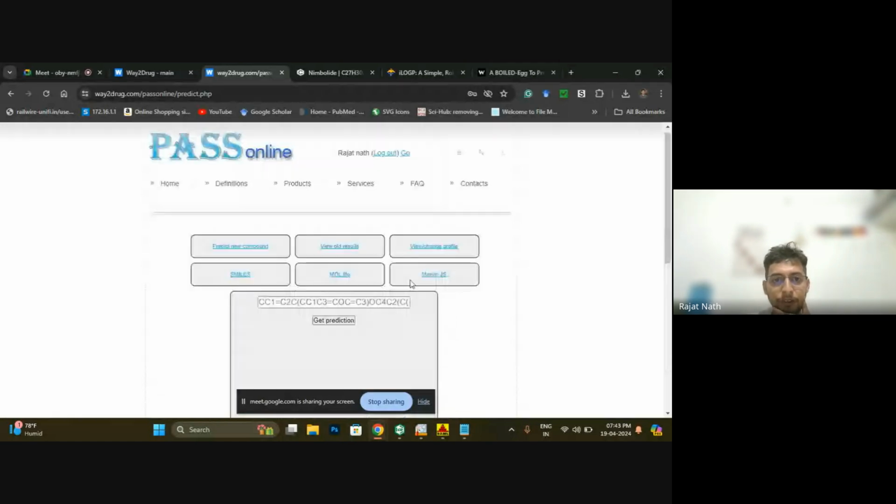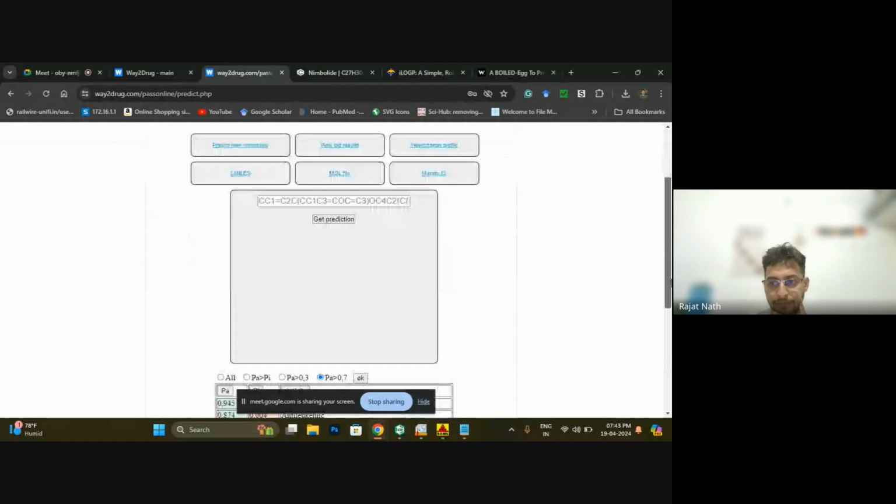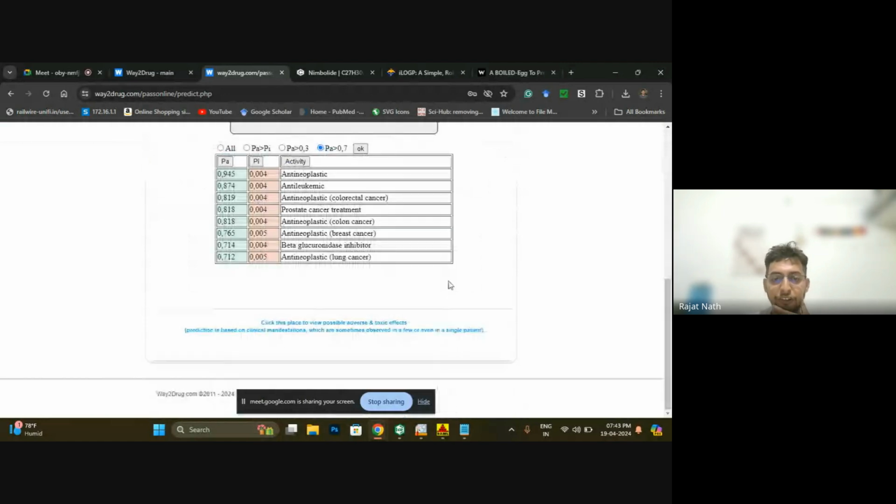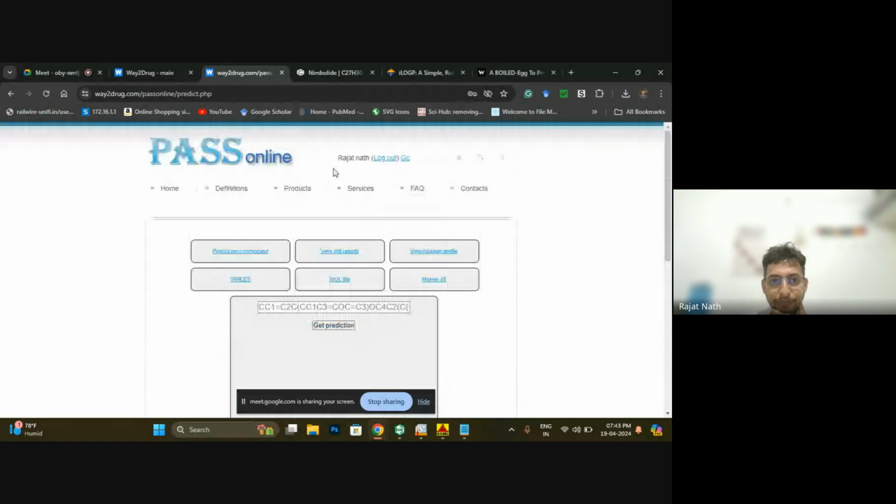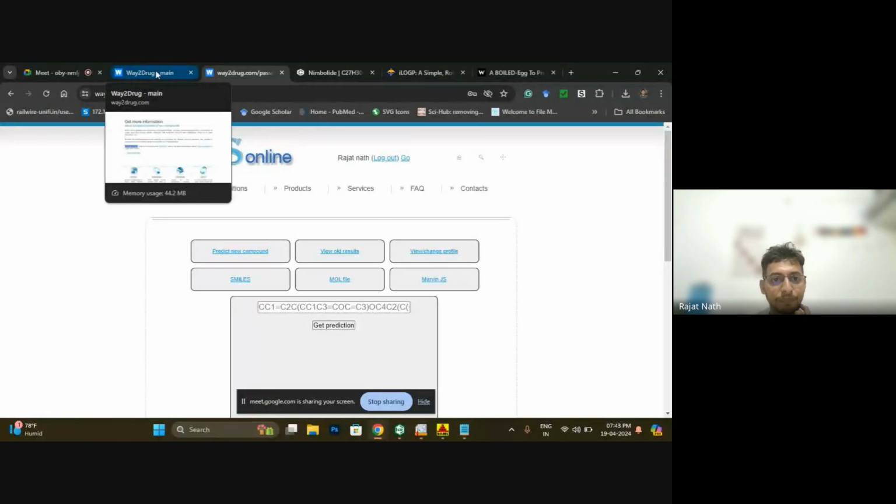So this was the bioactivity prediction with your compounds. Okay, to use this server, you just need to get registered. Simply register, and you can use your compounds to see the bioactivity.